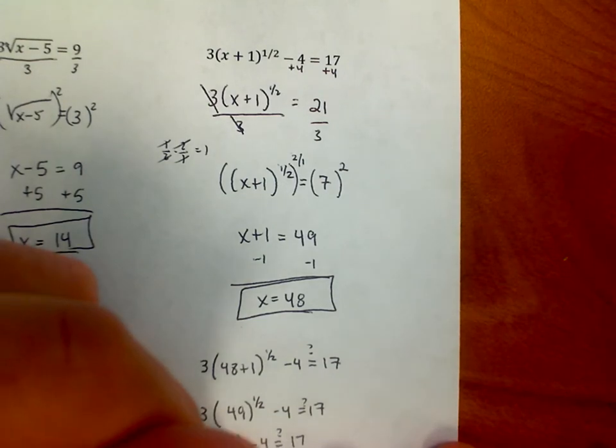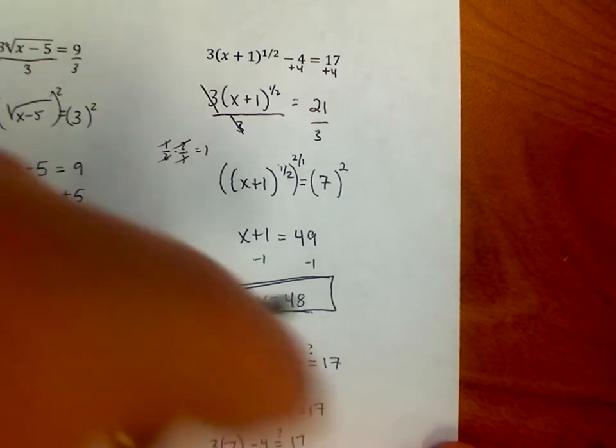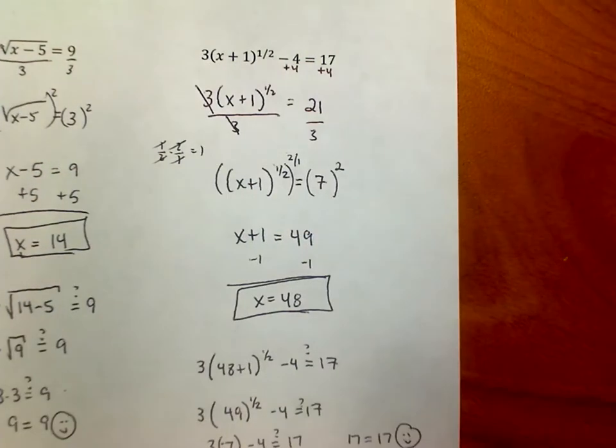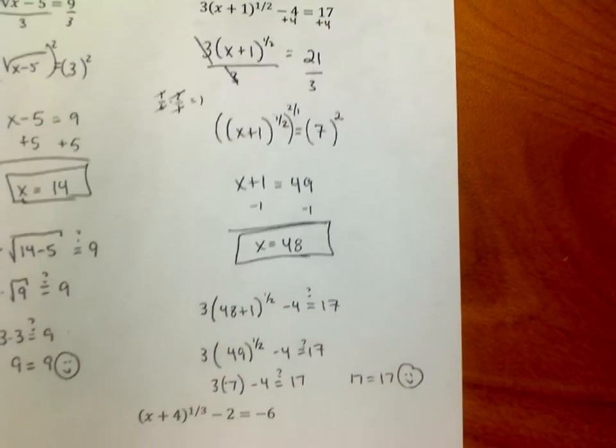3 times 7 is 21, and 21 minus 4 is 17, so 17 does indeed equal 17. Happy face. Everybody's happy because the solution worked. Hopefully that makes sense to you.